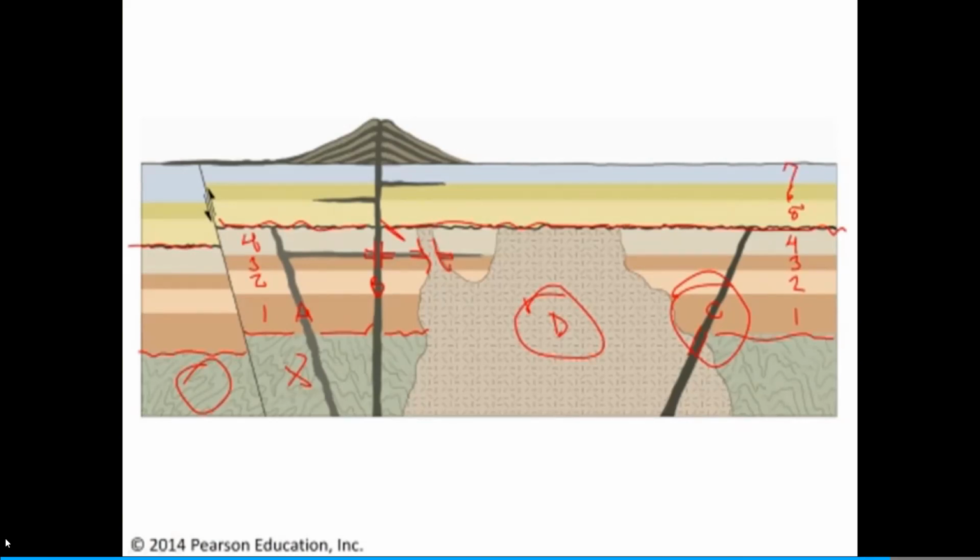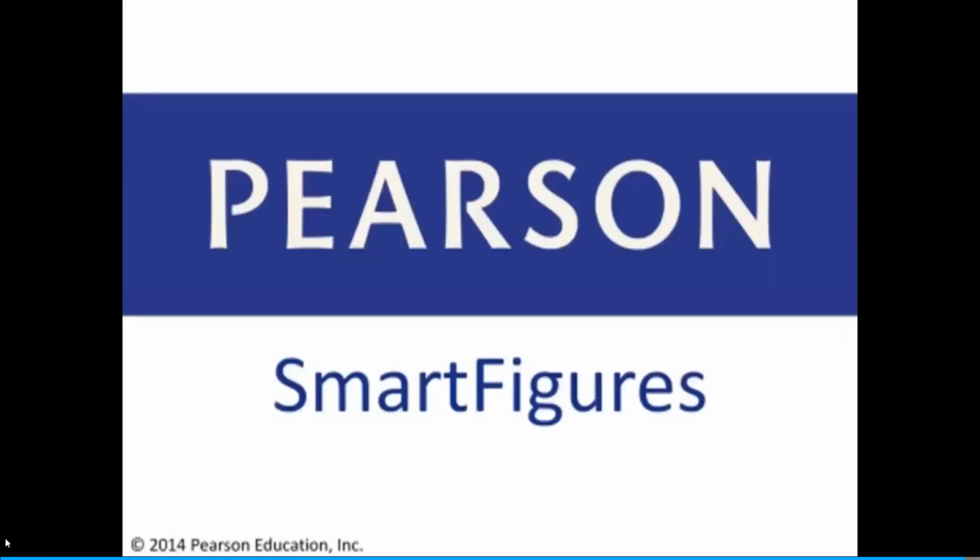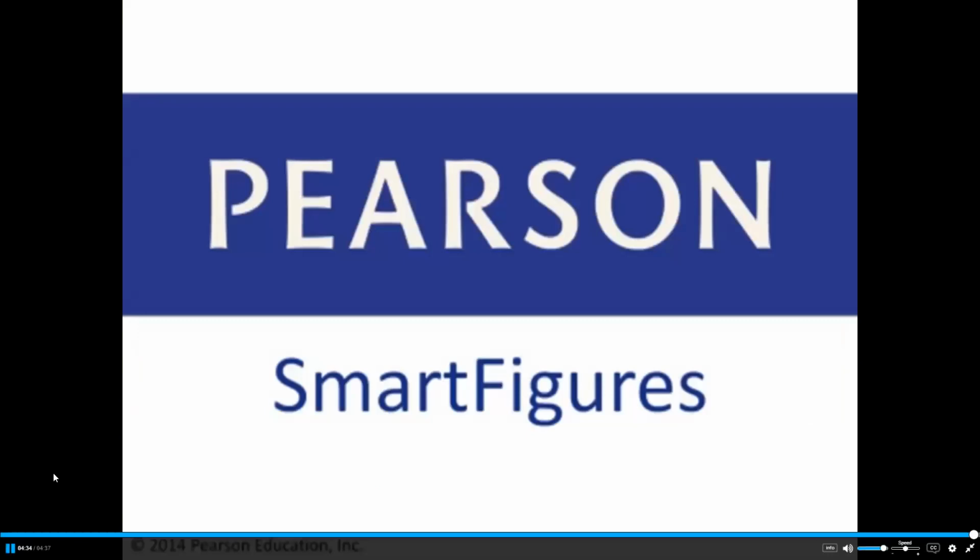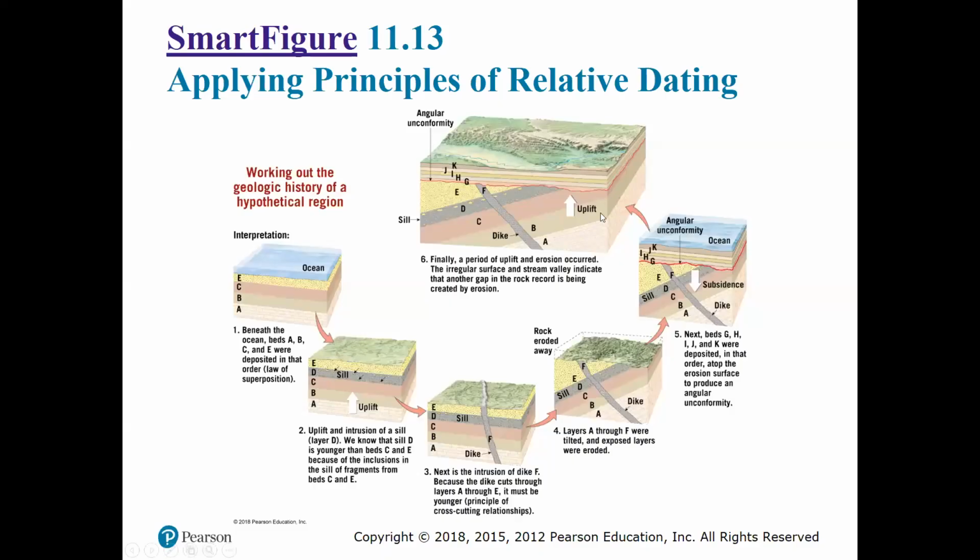And then after that, we end up getting a fault. That fault breaks through all the units so far, and then the very last thing is the eruption of this volcano coming up through dike B, and then a lava flow coming onto the surface here. Notice that the lava flow is not offset along the fault. So that's the sort of thinking you need to employ in order to work out the geological history of a region. Thank you very much for your attention. This has been another Smart Figure. So as you saw there, we can use all of our different principles of relative dating to determine relative ages.